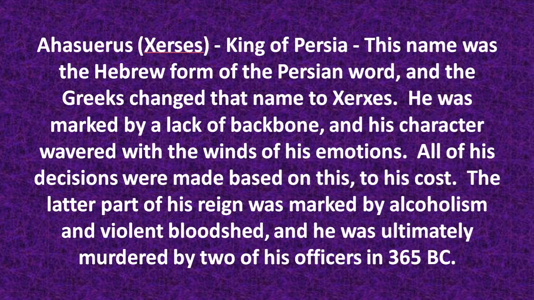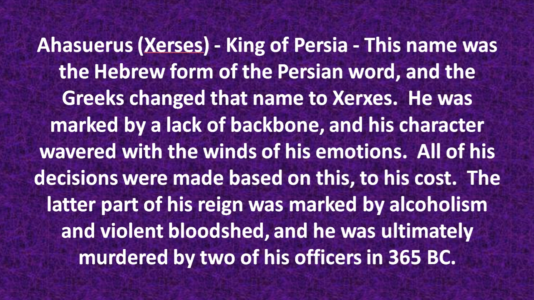So let's look at the cast of characters we're going to be dealing with in this book. This is about Ahasuerus or Xerxes. He's the king of Persia. This name was the Hebrew form of the Persian word, and the Greeks changed that to Xerxes. He was marked by a lack of backbone, and his character wavered with the winds of his emotions. All of his decisions were based on this, to his cost.